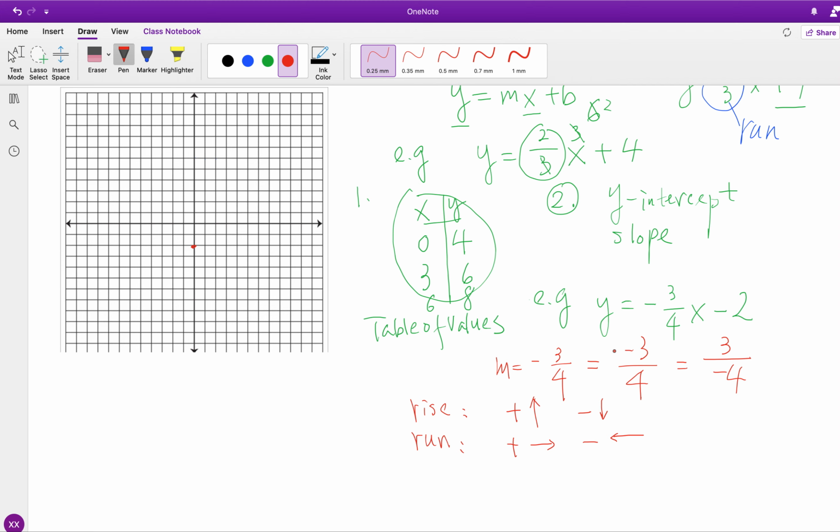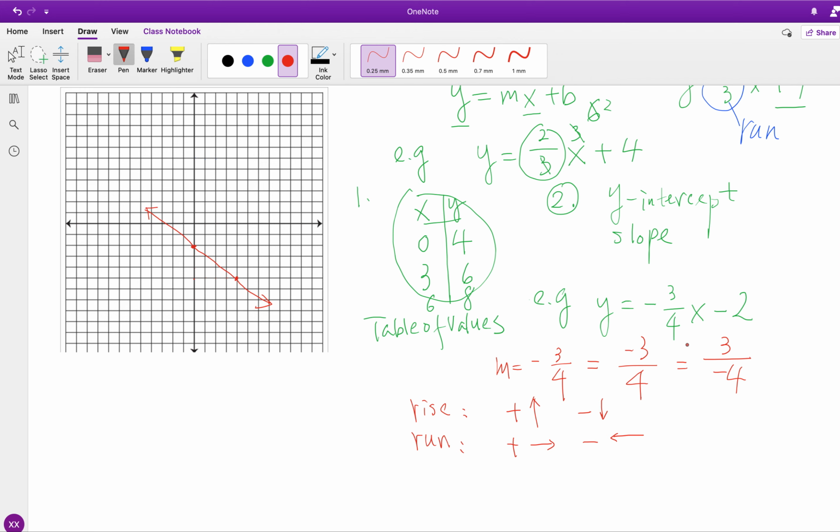So in this case, why don't I take this one? This is negative 3, so it goes down 3: 1, 2, 3. Then the 4 is positive, so I go to the right: 1, 2, 3, 4. That is my other point, okay? Then I just draw this line, and that's my graph of this equation.